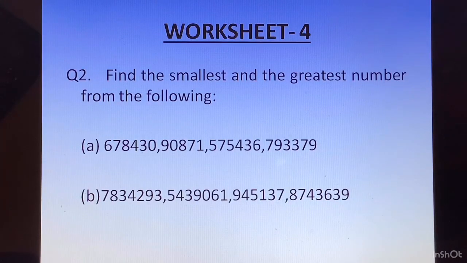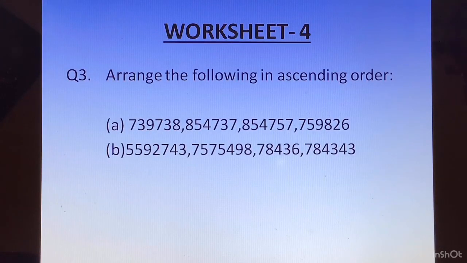Then the B part, 7834293. Next number is 5439061. After that 945137 and 8743639. Both rules are being applied here.